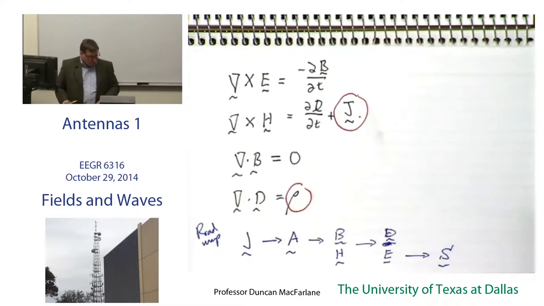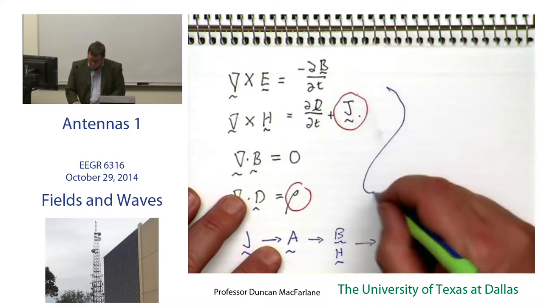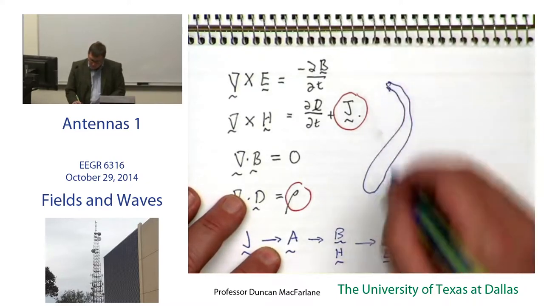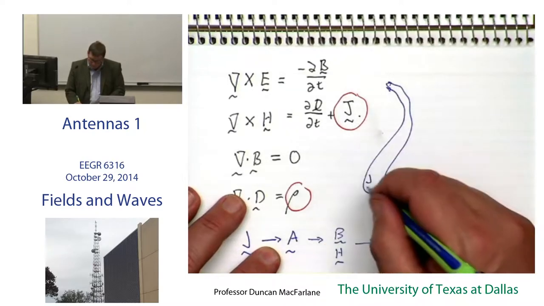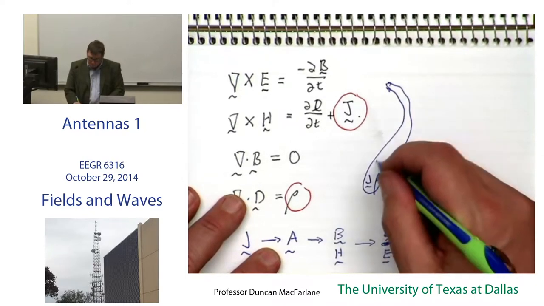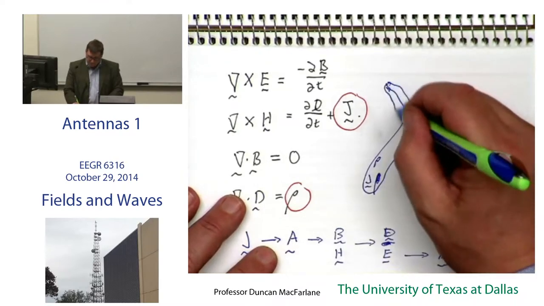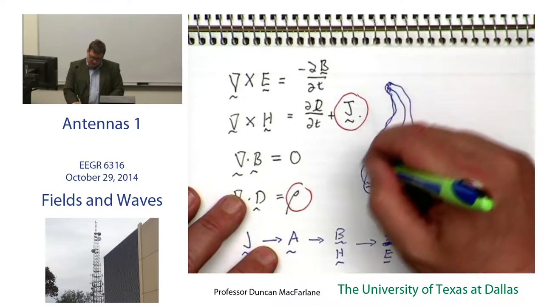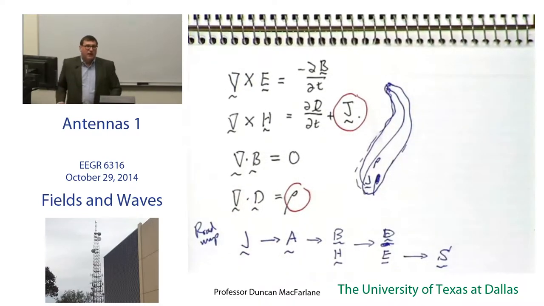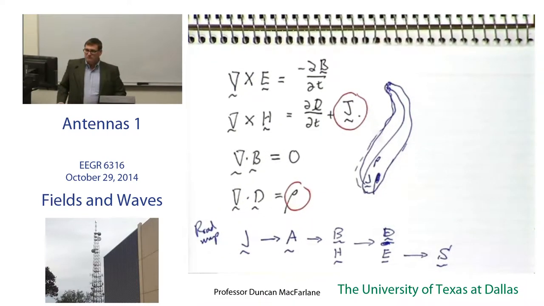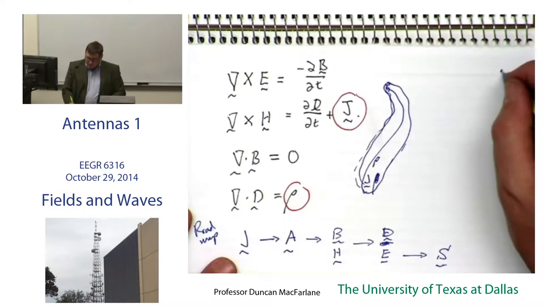Now, one of the things that's going to be hard about this problem is the coordinate system. Okay? So let me have some strange shape of J and rho. Okay, so some weird antenna looking thing. On top of that is going to be a J and a rho. Okay? And I'm going to have some observation point out here, P.